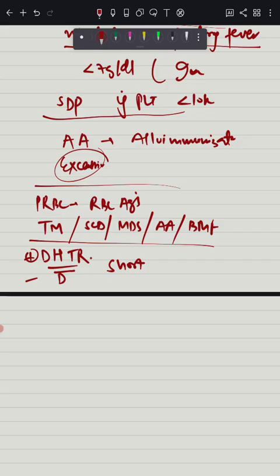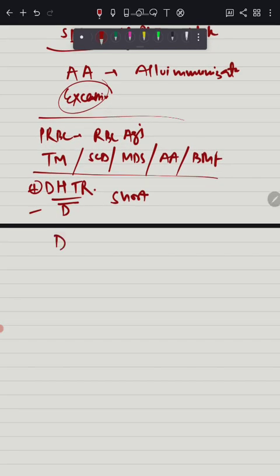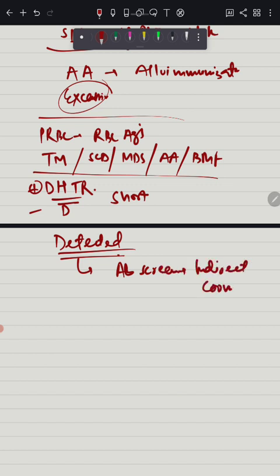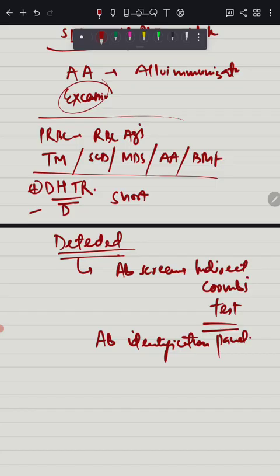So how is this alloimmunization detected? How will you detect this? This is detected by doing antibody screening. That is, you do an indirect Coombs test, and you do an antibody identification panel. This should often be a part of pre-transfusion testing.